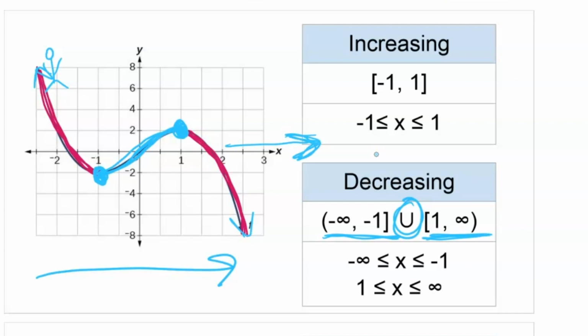And then looking at the increasing section, that's just this little section I colored in blue. So it's increasing from negative 1 to 1. So we have the square brackets, negative 1 to 1, or we can write the inequality. It's increasing from negative 1 is less than or equal to x is less than or equal to 1.